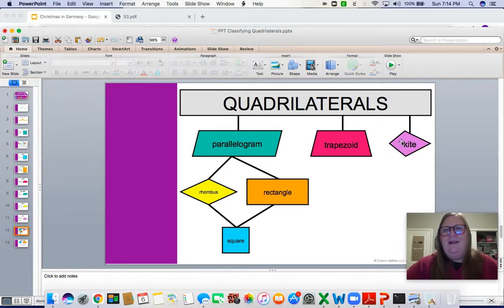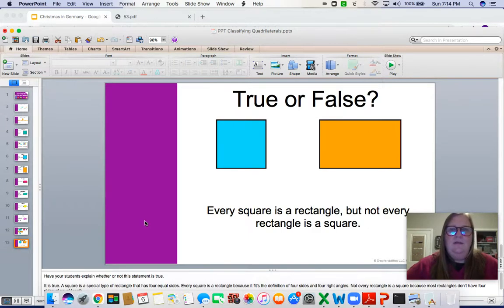And then the kite, again, is a quadrilateral. It has four equal sides, or not four equal sides, but it has four straight lines. All right, and the last one I want you to think about is, it says true or false. Every square is a rectangle, but not every rectangle is a square. So, do you think that is true or false?